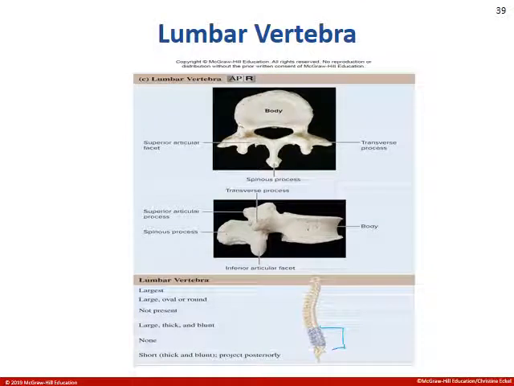Now we move on to lumbar vertebrae. One thing to notice is how much larger the body is. We're supporting weight, right? As we go down the spinal column, the bodies of the vertebrae become larger and larger. And then we have this very pronounced large spinous process, and it is jutting straight out. It's supporting all of the weight from above.